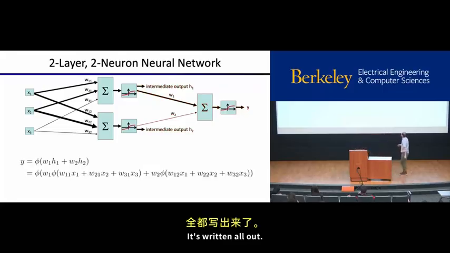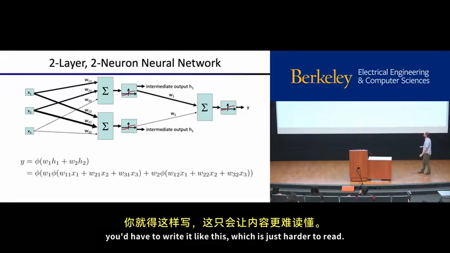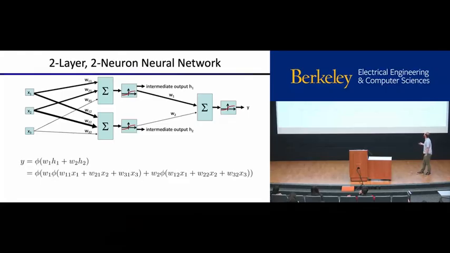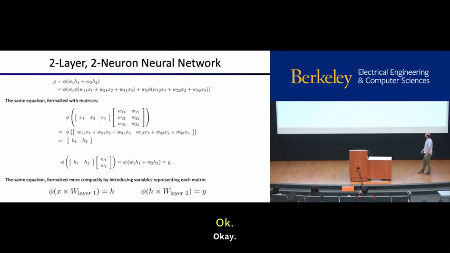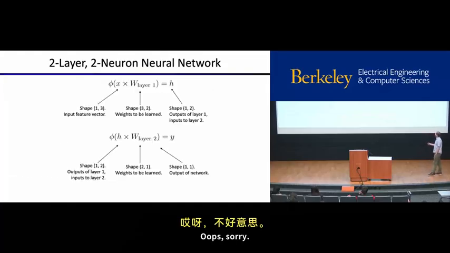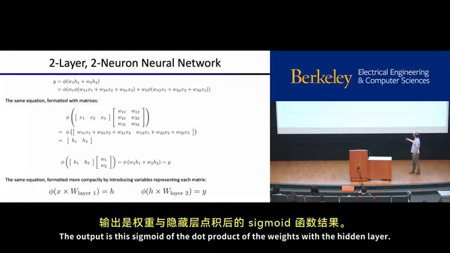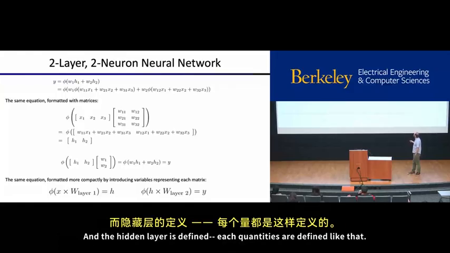So here it is written all out. If you didn't label intermediate computation steps as H1 and H2, you'd have to write it like this, which is just harder to read. Or if you really want, you could write it like that. So here is how we've written it before. The output is the sigmoid of the dot product of the weights with the hidden layer, and each of these H quantities is defined like that.